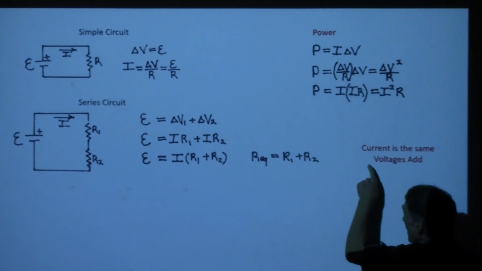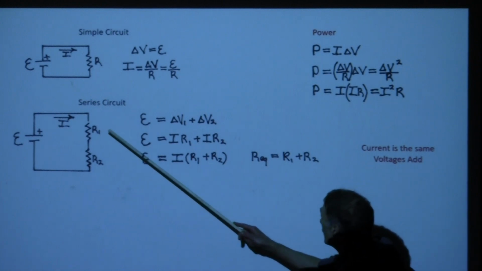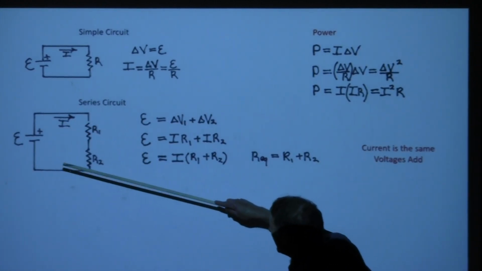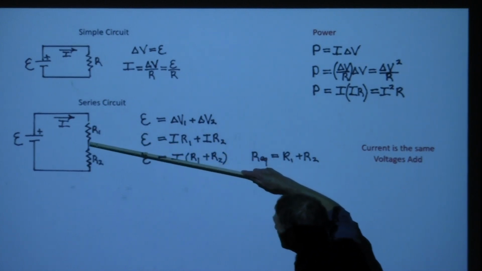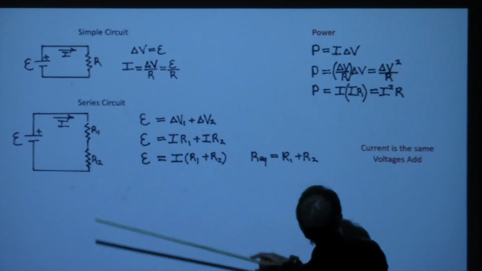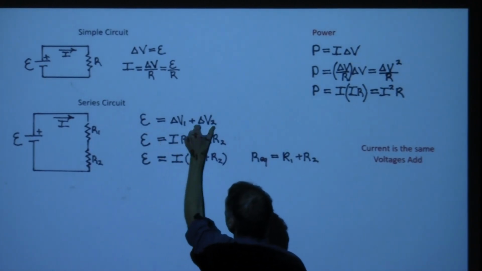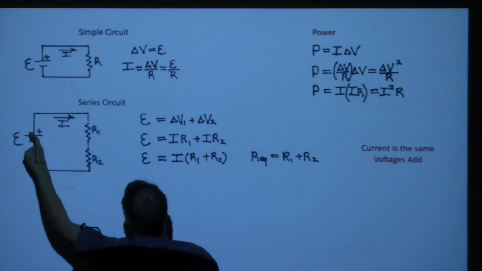Okay, kind of summing up, for a series circuit, you want to consider that the current is always going to be the same through them, and that the sum of the voltages or voltage drops across that resistance have to add up. So delta V1 plus delta V2 has to add up to that.